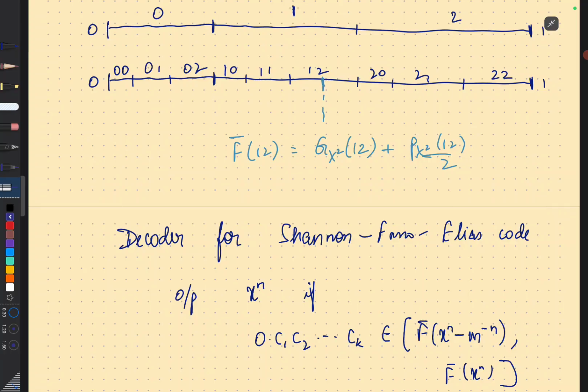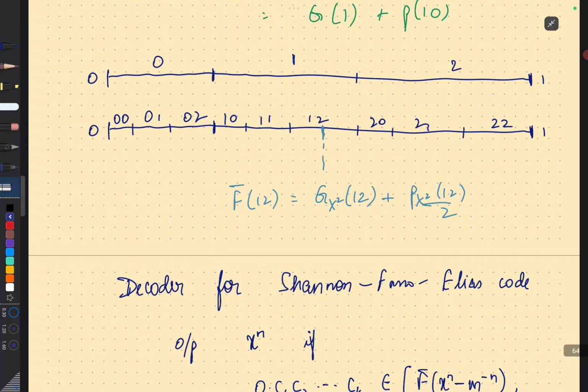Can you speak up? So my claim is that the left, are you talking about the decoding interval or the? So the decoding interval is this, right?